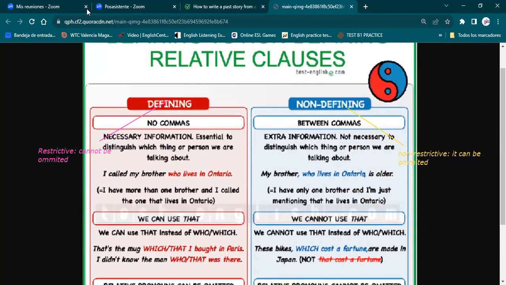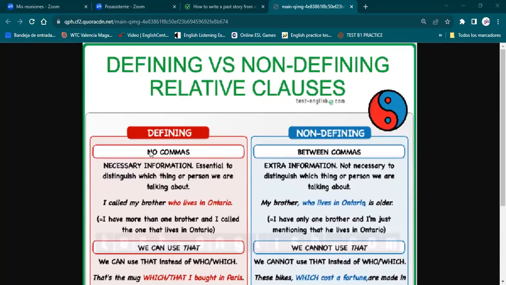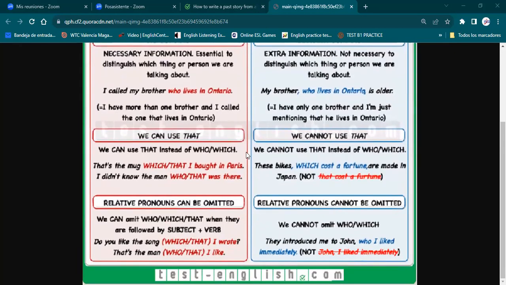In the case when the information is defining or restrictive, okay, we can use that. Then we're going to say when we can use that and when we cannot. We can use that instead of who or which. This is the mug which or that I bought in Paris. I didn't know the man who or that was there. When the information is necessary to understand, I can use that for objects or that for people. Okay?